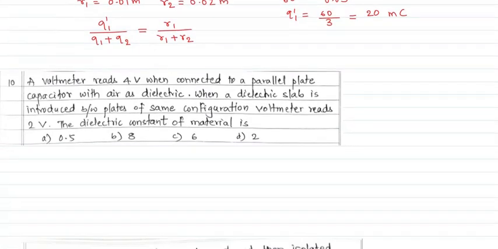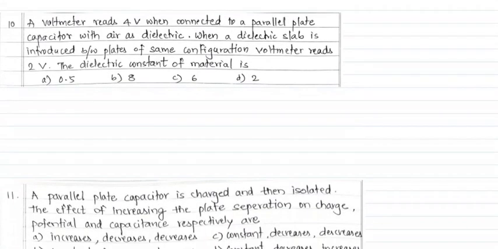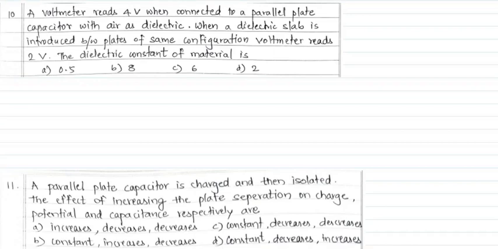10th one. A voltmeter reads 4 volt when connected to a parallel plate capacitor with air as a dielectric. So I will denote it as VA as 4 volt. Now when a dielectric slab is introduced between the plates of the same configuration, means dimensions and all remain the same, the voltmeter reads 2 volt. I will take it as VM, 2 volt. You are required to find the dielectric constant.